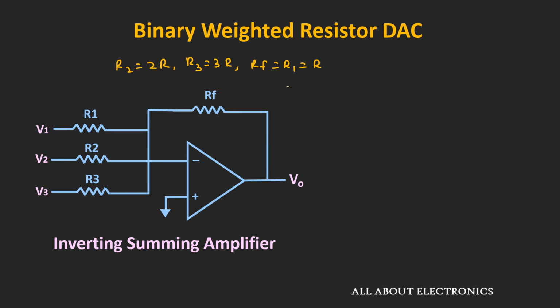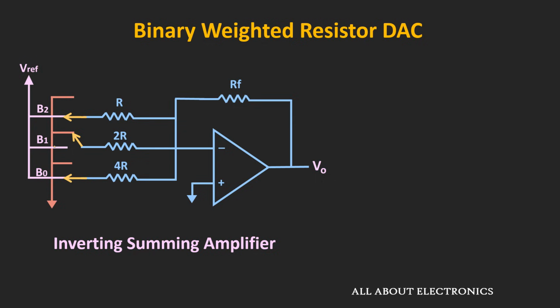And in the same circuit, if we assume that R2 is equal to 2R and R3 is equal to 3R, then the output voltage Vout can be given as minus V1 plus V2 divided by 2 plus V3 divided by 3. So in this way, by changing the resistor value, we can scale the individual inputs. In this summing amplifier, if the inputs and the weightage of each resistor are according to the binary number, then it can be used to convert the digital input bits into the analog output.